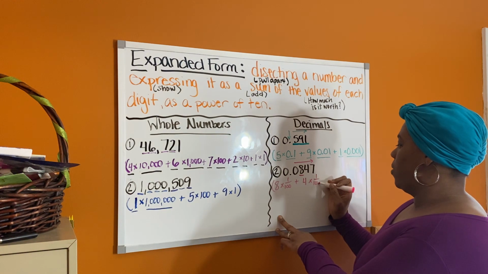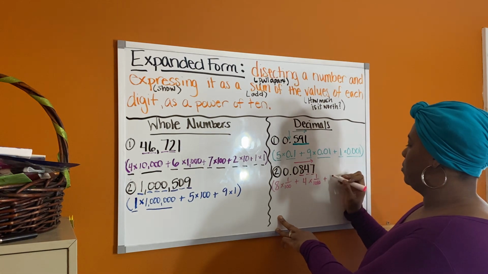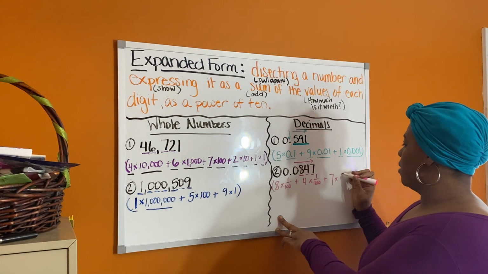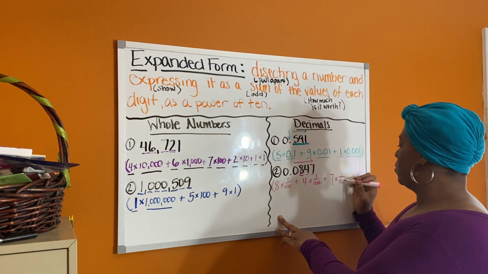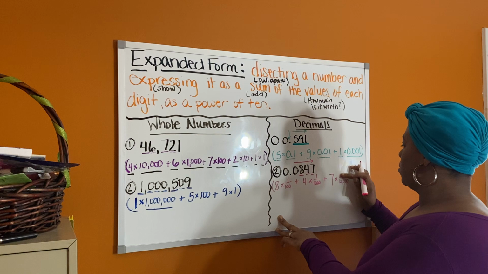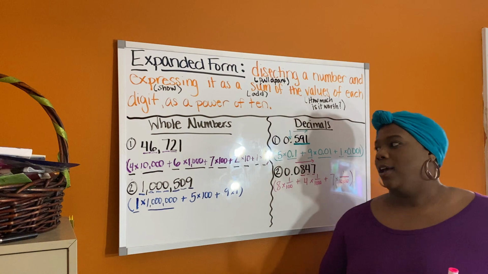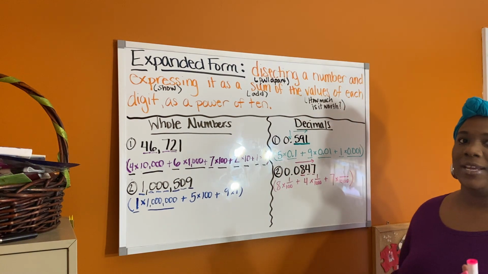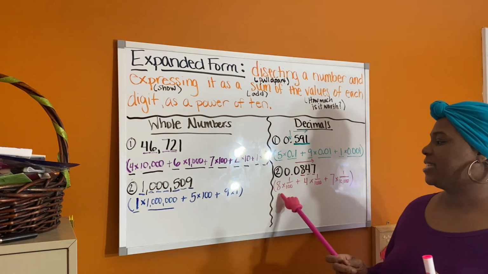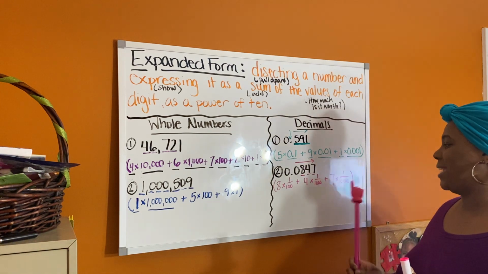So 1/1,000th. And then lastly, I have this 7. And that is in tenths, hundredths, thousandths, the ten-thousandths place. So this is how you would write from beginning to end the number 0.0847, which is a decimal. This is how you would write it from beginning to end in expanded form. 8 times 1/100th plus 4 times 1/1,000th plus 7 times 1/10,000th.